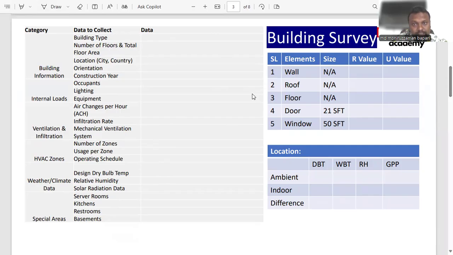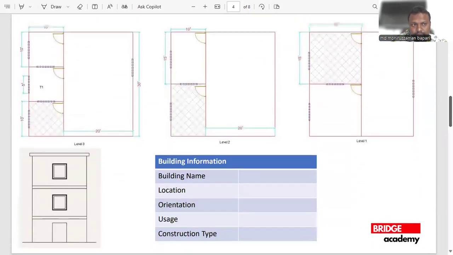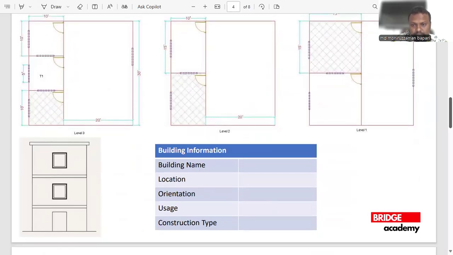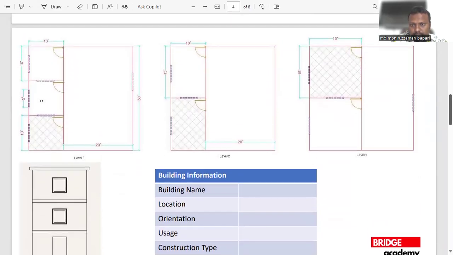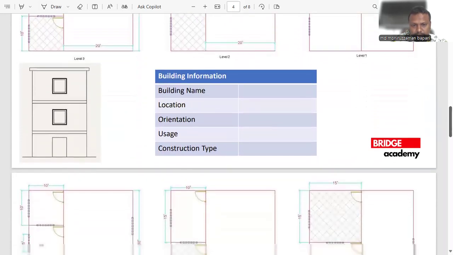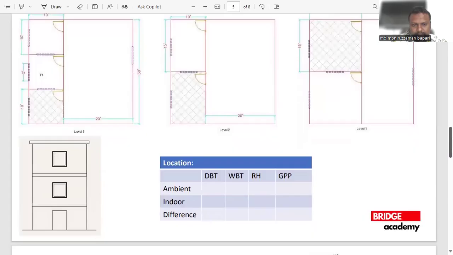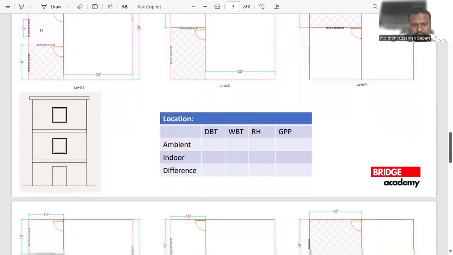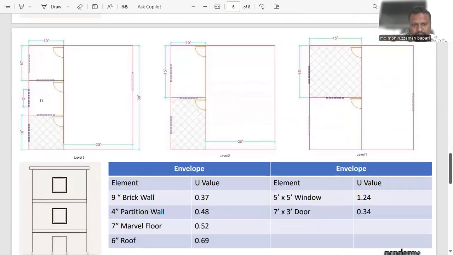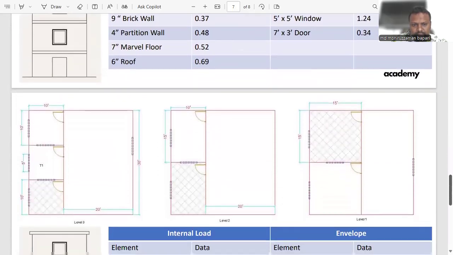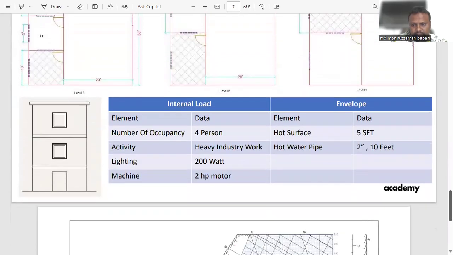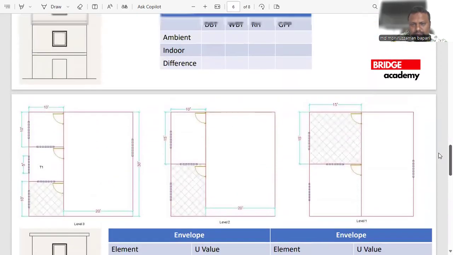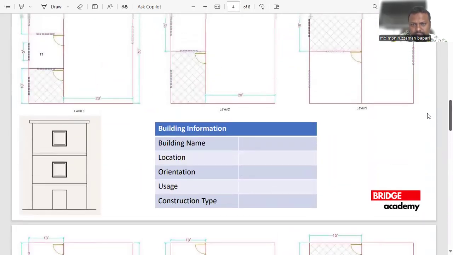In this particular class, we are going to take a sample project, and in the sample project, we are going to discuss all the data that need to be collected, and we're going to put it in here. So all the data relevant to location and temperature data, the building envelope data, internal gain and special characteristics, all these things we are going to find out in this particular lecture segment.